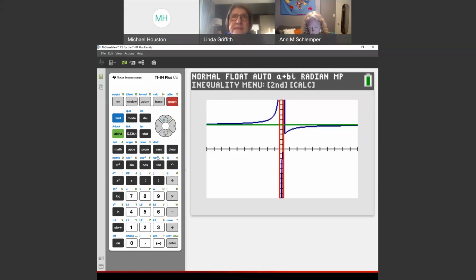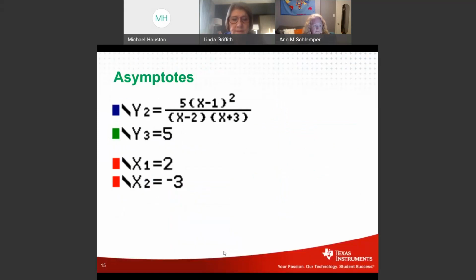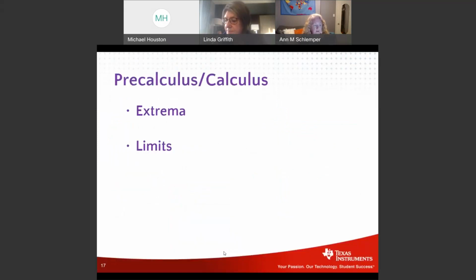I think this is an example where the color really helps you. You know, I was so thrilled when you could do something like this with a graphing calculator, but now the color and the inequalities app make it even better. Yeah, I like that. And so now we're going to be looking at extrema and limits.